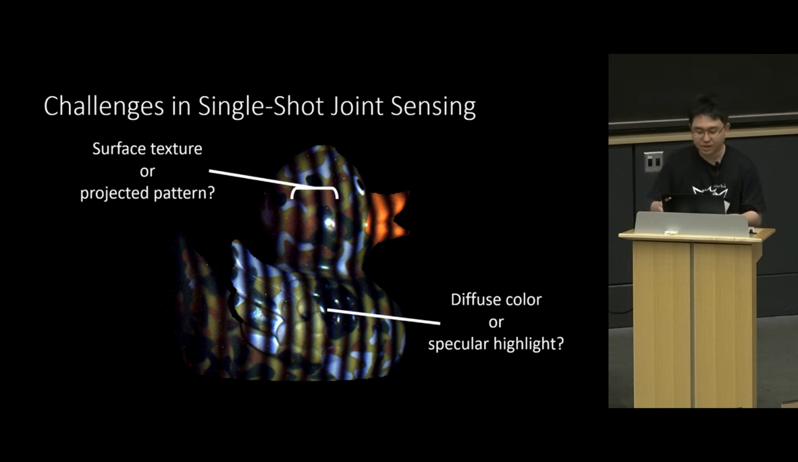Single-shot joint sensing of shape and reflectance is a challenging problem. In shape sensing, the projected pattern inevitably alters the appearance of the object. This appearance change not only disturbs human visual perception, but also entangles the object texture and the projected pattern, making reliable reflectance acquisition difficult. In addition, reflectance acquisition itself usually requires multiple illumination settings because the diffuse color needs to be disentangled from the specular highlight.